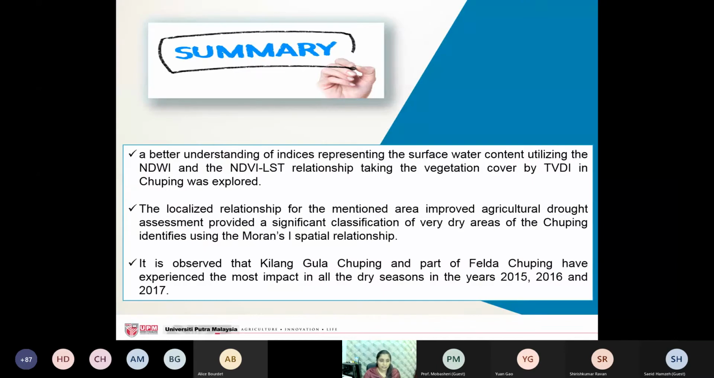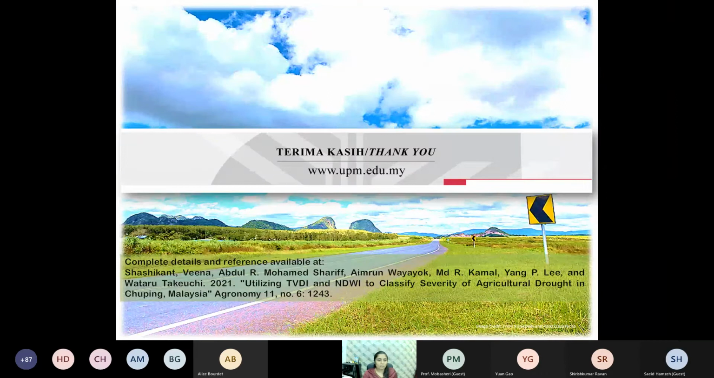And yeah, so I would say that it is an attempt to actually understand and use the temperature vegetation index to segregate the significant areas of this hotspot using the Moran's I spatial relationship. That's all. A complete reference can be found in the slides here.